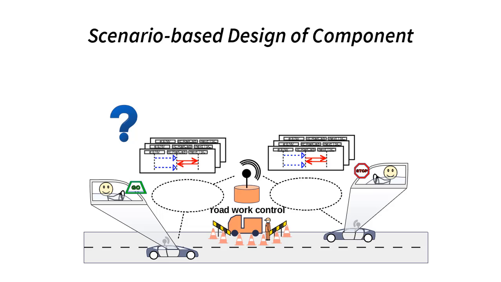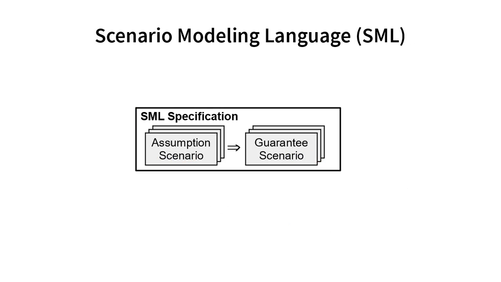To address this challenge, we developed a formal scenario-based design approach for dynamic topology reactive systems. It is based on the scenario modeling language SML, an extended textual variant of life sequence charts. With SML, context-specific requirements and environment assumptions can be specified as a set of separate guarantee and assumption scenarios that form a scenario-based assume-guarantee specification.